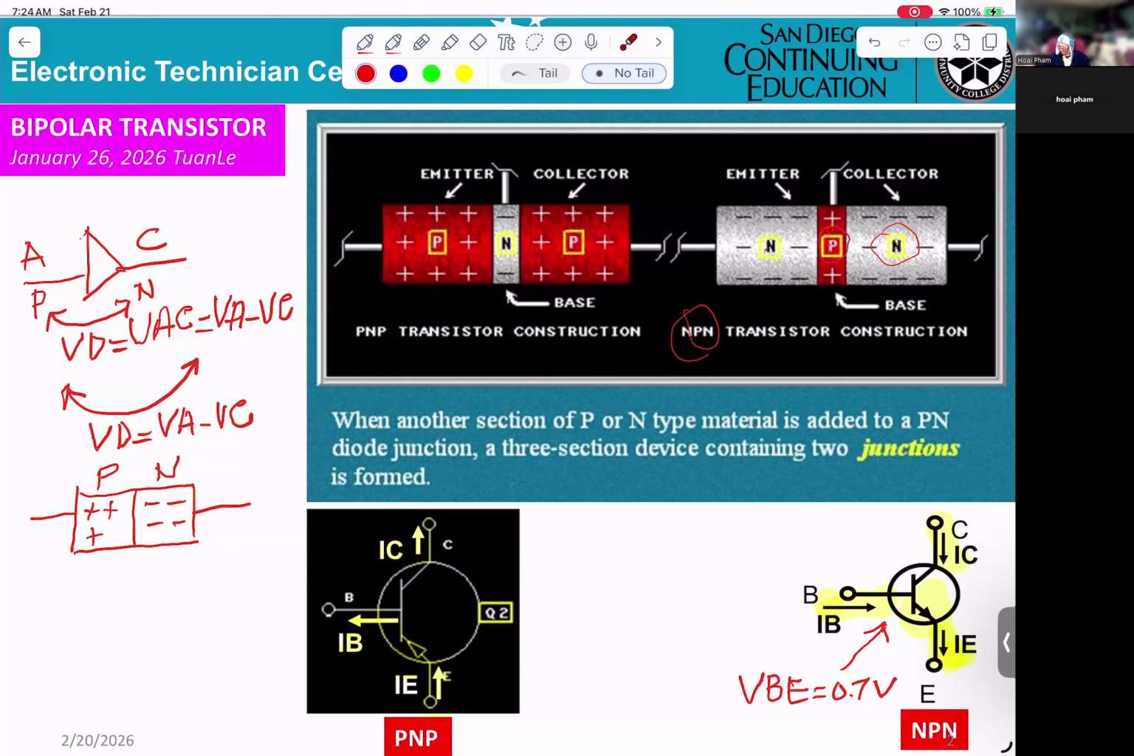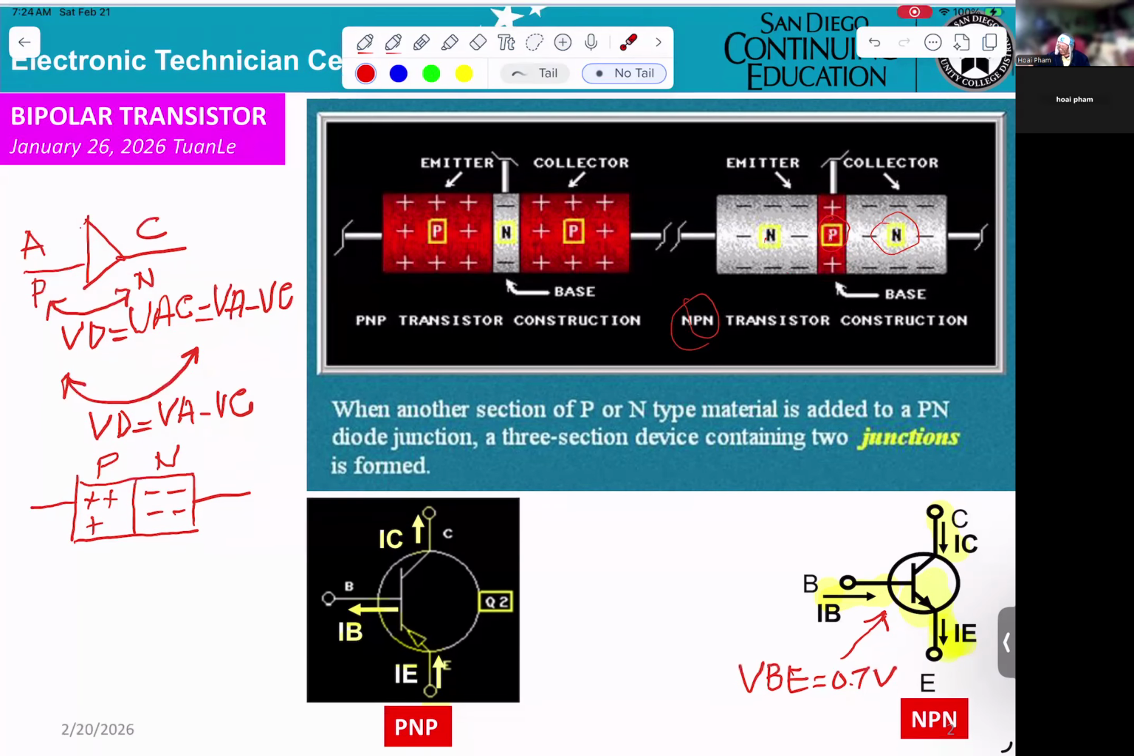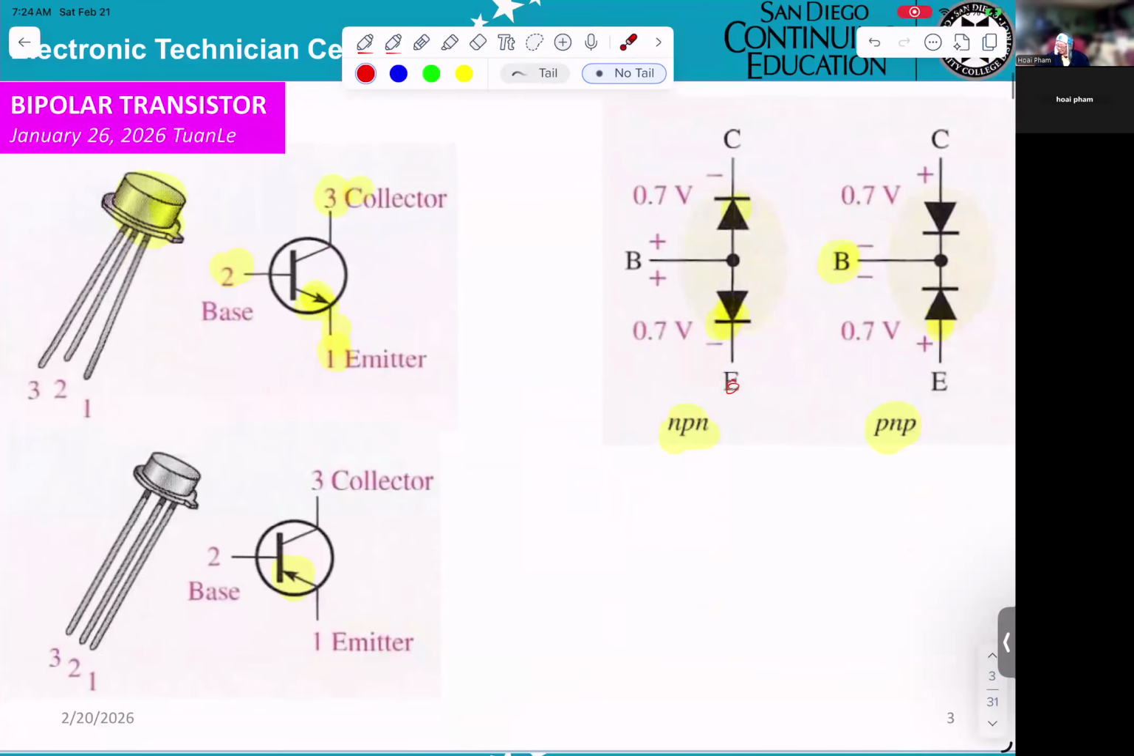So that's why in the lecture here, you can see the current moving from B to E. However, in that one, they draw it opposite. So don't worry about that. We're using conventional current. And this is a real transistor. This will be NPN and this will be PNP.